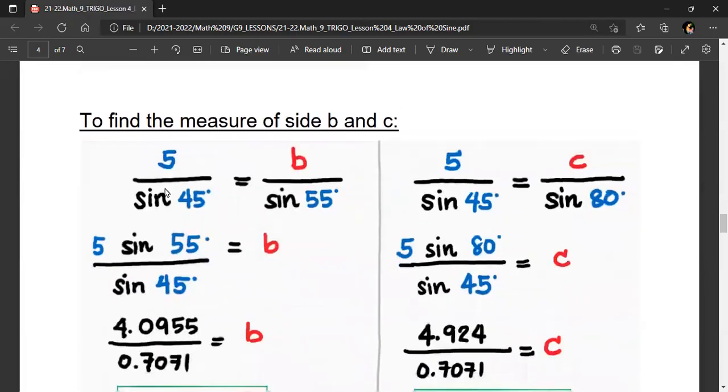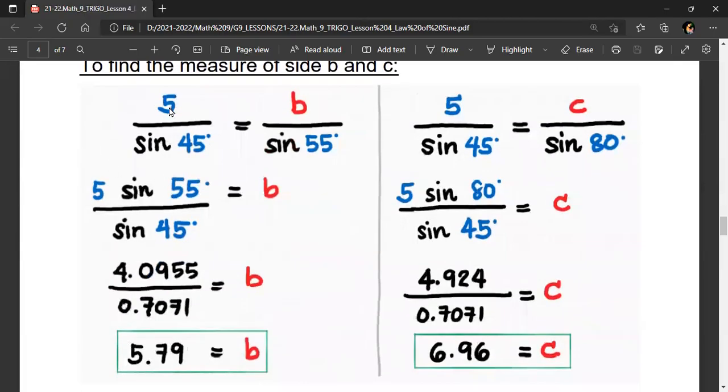Now, on this left side of the solution, where the numbers 5, 45, and 55 are already substituted, it means that this number 5 here represents the side A. This number 45 here represents angle A. And this number 55 represents angle B. So I already substituted the given values.